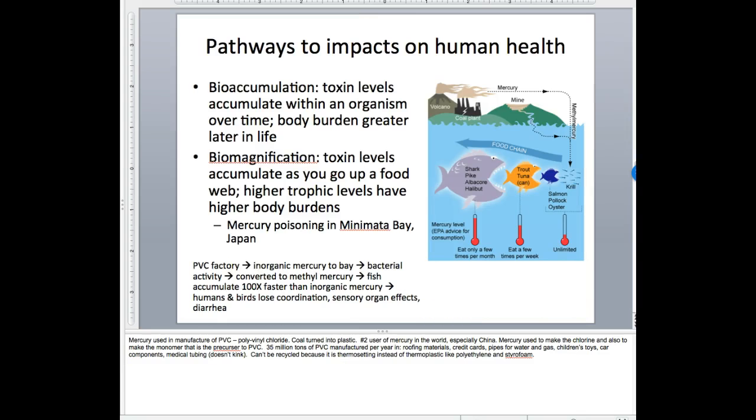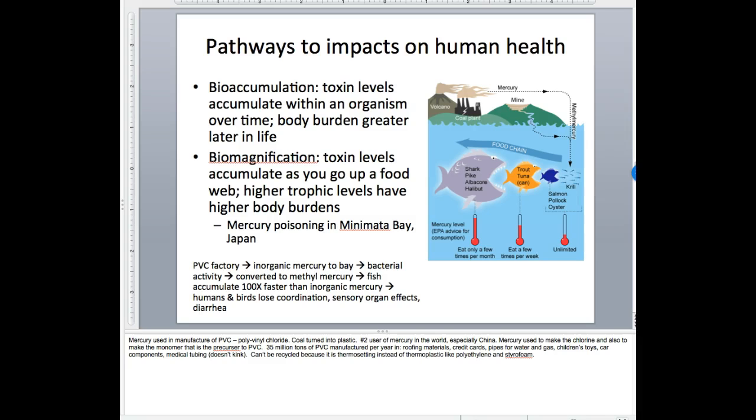So what are the pathways to impacts on human health? There's two words that I've mentioned throughout this reading guide that I want you to be aware of: bioaccumulation and biomagnification. Bioaccumulation is where toxin levels accumulate within a given organism. So you or me or your dog or your sheep or a bald eagle throughout its lifetime, as it eats more and more contaminated food, the levels of those contaminants are then stored in that organism's fat. And so over time it increases its body burden of a particular chemical.